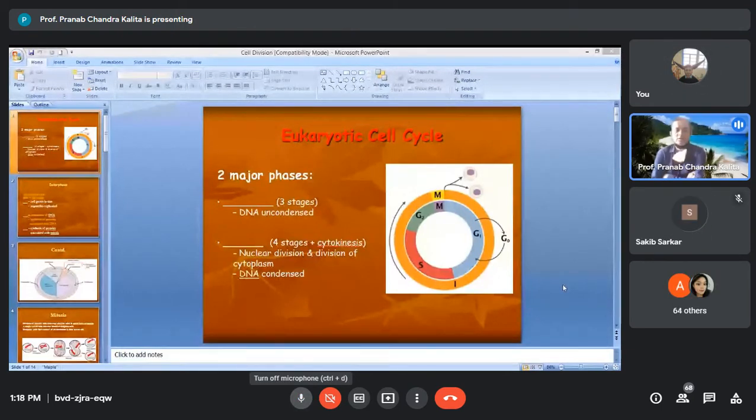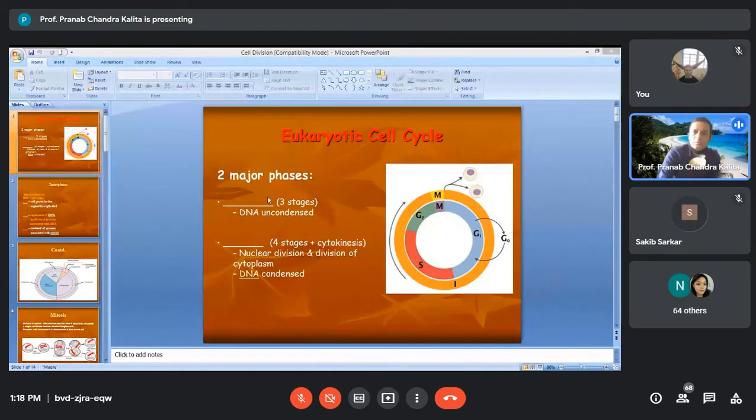So now we'll discuss cell divisions, and especially the eukaryotic cell cycle. This eukaryotic cell cycle is divided into two major phases, the first and the second. In the first phase there are three stages. You remember, there are two phases, and in the phases there are three stages and four stages.